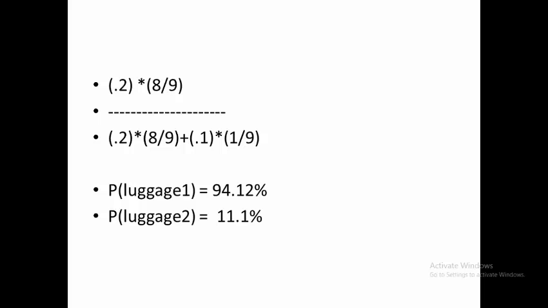And once you apply it, see what you have done. 0.2, because it's 20% from bag 1, multiplied by 8 by 9, divided by 0.2 multiplied by 8 by 9 plus 0.1, that is from bag 2, multiplied by 1 by 9, that is equal to 94.12% chance coming from luggage 1 and 11.1% from luggage 2. And this is how we have used Bayes function to know the full probability.